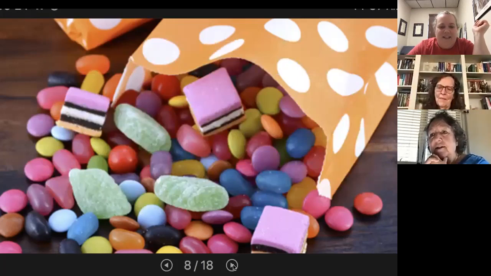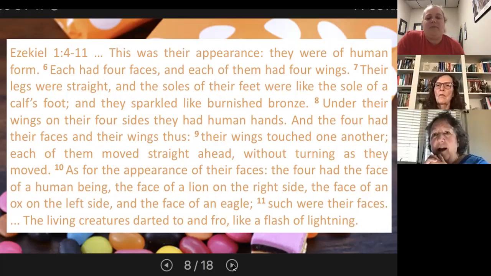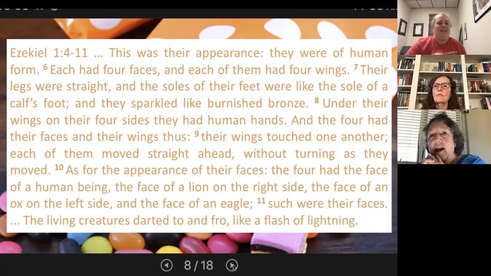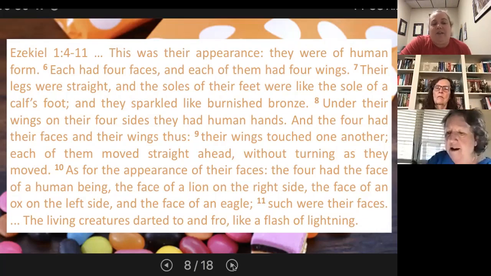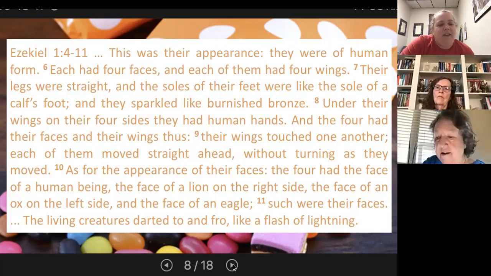And then I've got next Ezekiel chapter 1. These are just parts of verses 4-11. This was their appearance of these creatures that he encounters. They were of human form. Each had 4 faces, and each of them had 4 wings. Their legs were straight, and the soles of their feet were like the sole of a calf's foot, and they sparkled like burnished bronze. Under their wings, on their 4 sides, they had human hands.